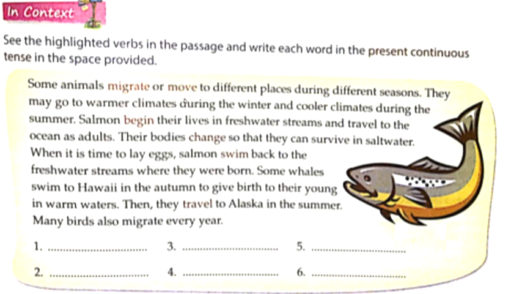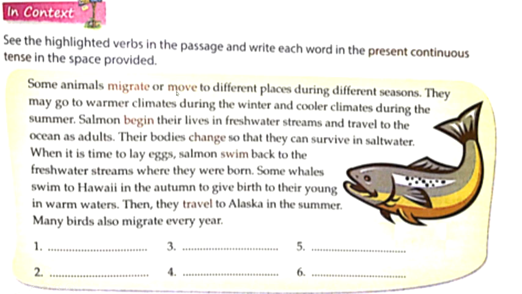Children, in this passage, there are red colored verbs which are in present tense. You have to write them in present continuous tense. See, there are blanks below it. 1, 2, 3, 4, 5, 6. So you have to write only the changed verbs along with the helping verb. Okay? For example, number 1 is migrate. So what should it be when it becomes present continuous?